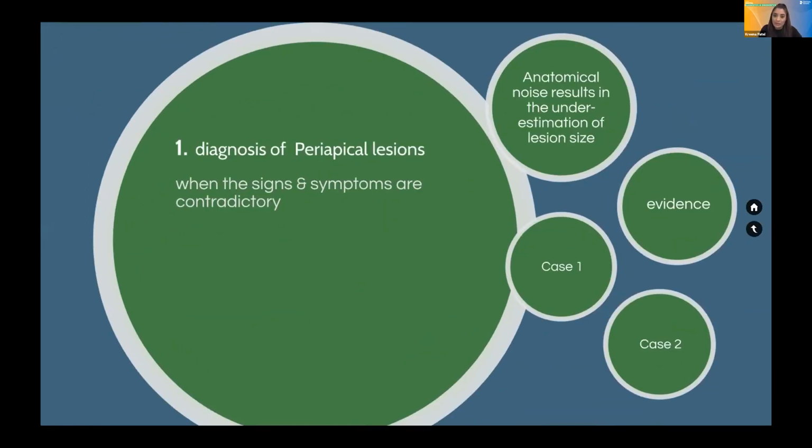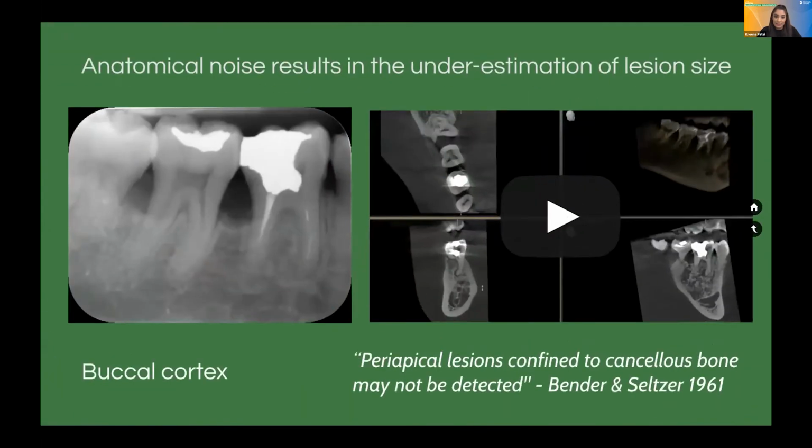So if we look at a case together, this is a patient that presented to me for root canal retreatment of the lower right 6. You can see it's a very complicated case right from the outset. He's got a fractured instrument in the mesial canal.